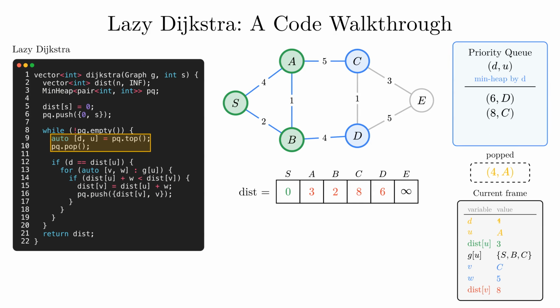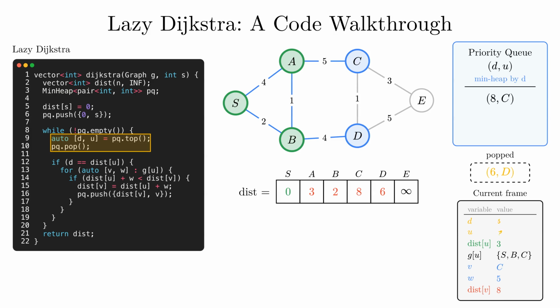Now the interesting case. 4, A comes out of the queue. But the distance array says A is already 3. 4 is not equal to 3, so the better route through B supersedes this pair. The condition fails, so we never enter the block, and the pair is simply dropped. That one condition is what keeps the lazy implementation practical. Outdated pairs are discarded the moment they surface.